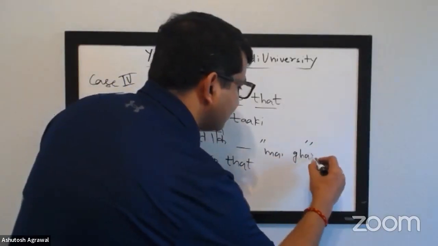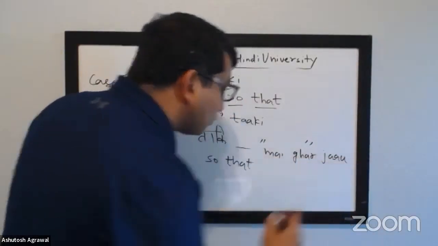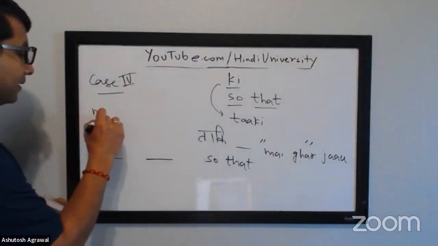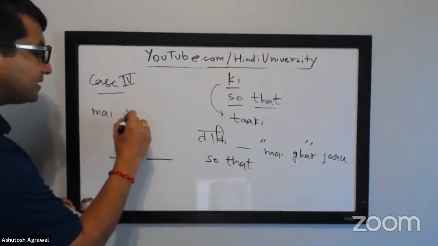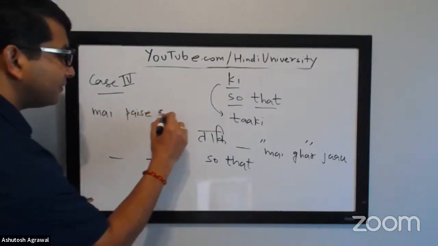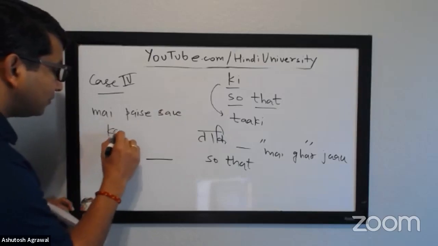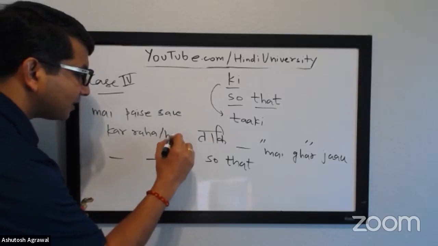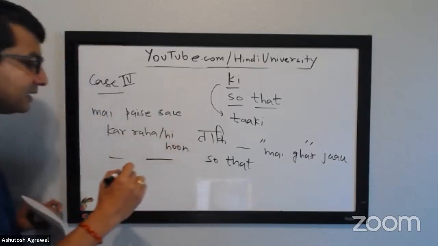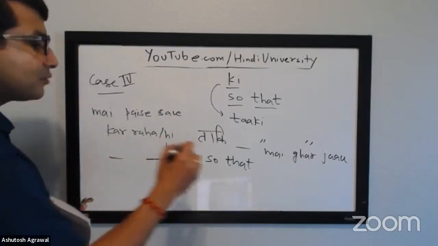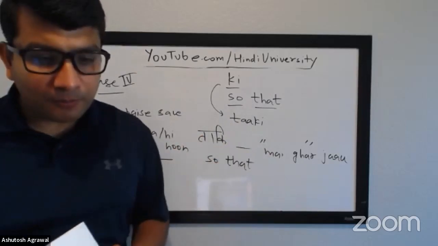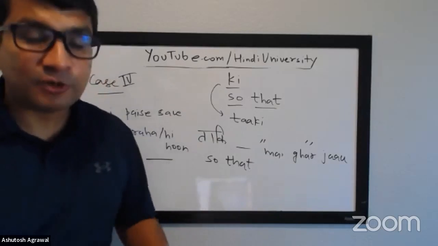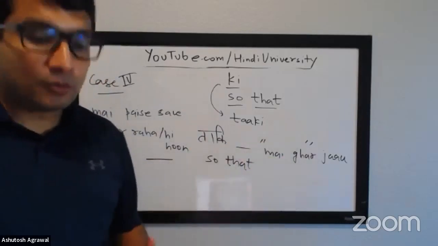मैं घर जाऊं, so that I go home. Okay. I'm just making up a sentence, right? मैं पैसे सेव कर रहा हूं और रही हूं. I'm saving money. Okay. ताकि मैं घर जाऊं, so that I go home. Okay. मैं बहुत मेहनत कर रहा हूं. Okay. I'm working very hard, so that I go home. Okay.